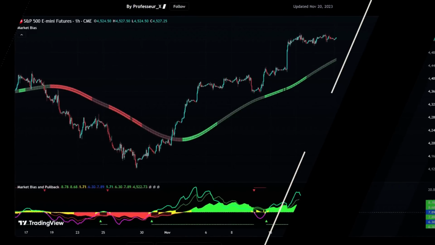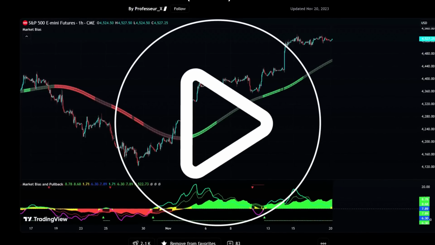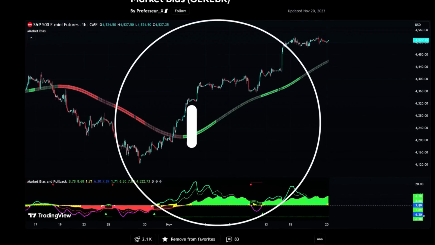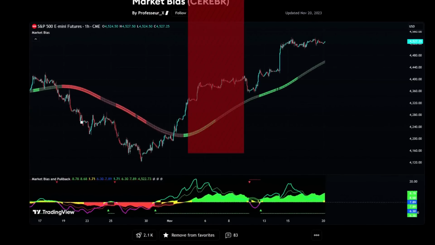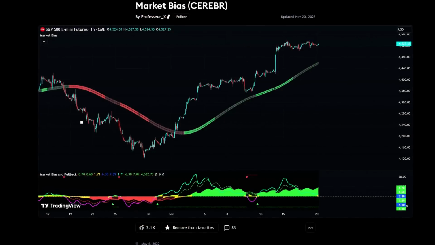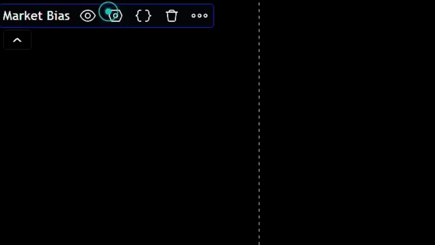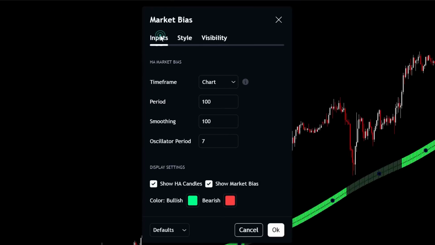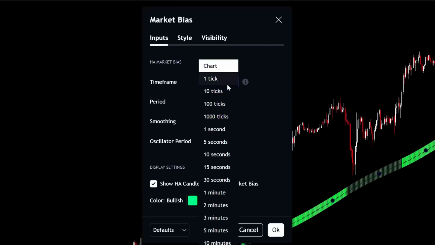Alright, now before we get too carried away and start placing trades all over the place, let's take a quick peek at the market bias settings. We want to make sure it's calibrated just right for our strategy. So click on the little gear icon next to the indicator name, and in the settings window, we're going to make a few tweaks. Make sure the time frame is set to chart. This means the time frame you're currently viewing on your chart.